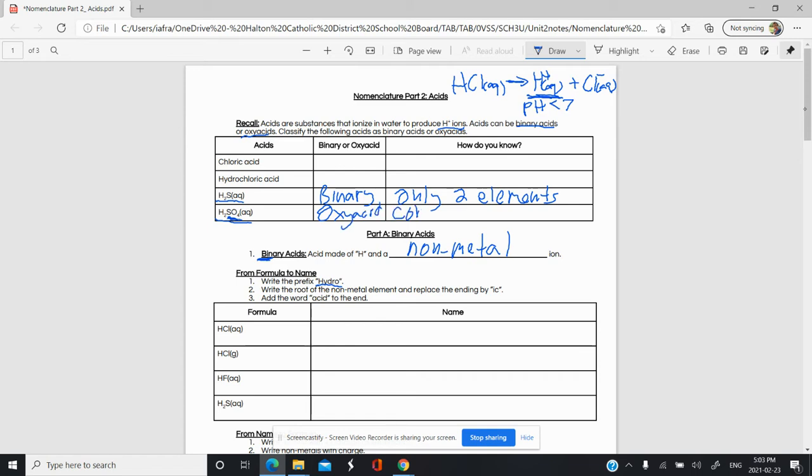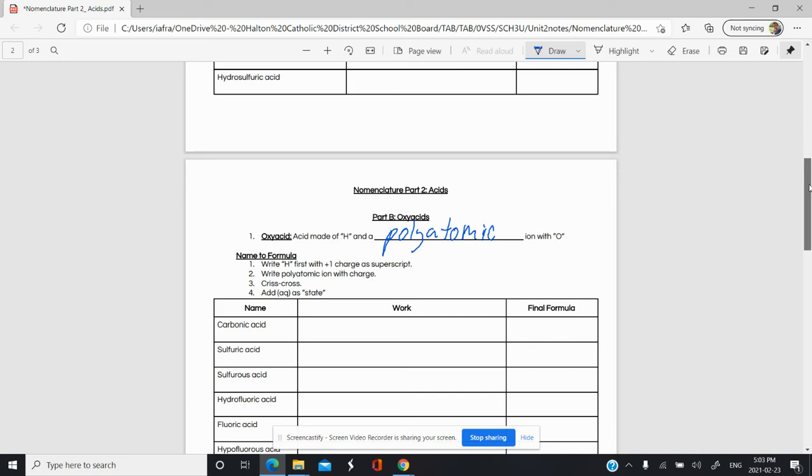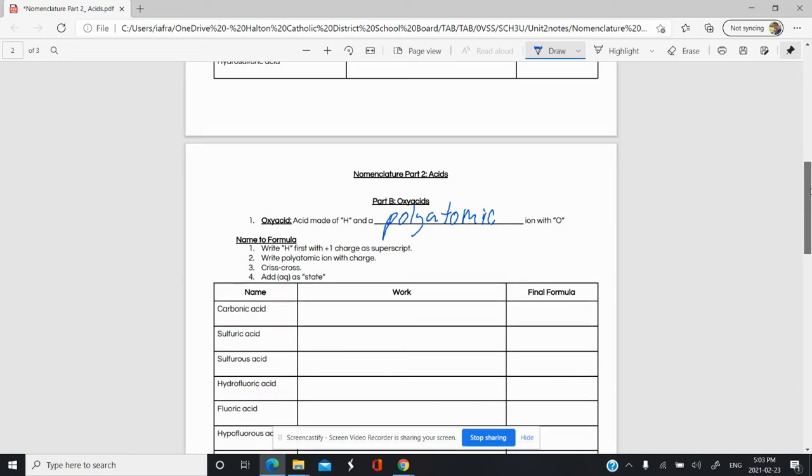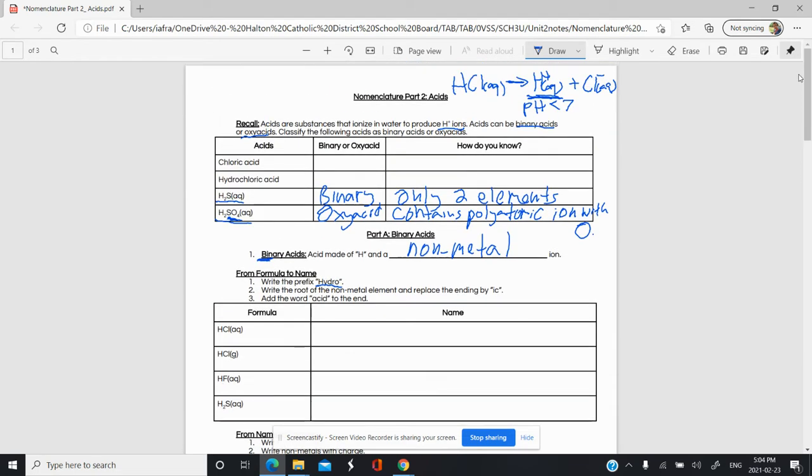So it contains a polyatomic ion with oxygen in it. Now the name of an oxyacid does not have hydro in the front. So if we're looking at names, hydrochloric acid, hydro, that's binary, because the name of a binary acid starts with hydro.